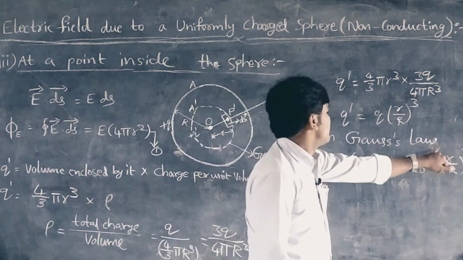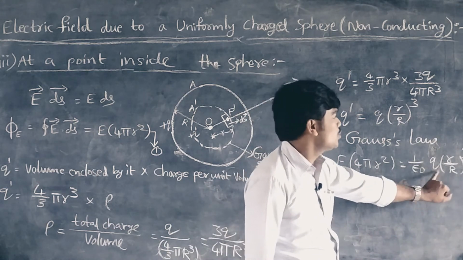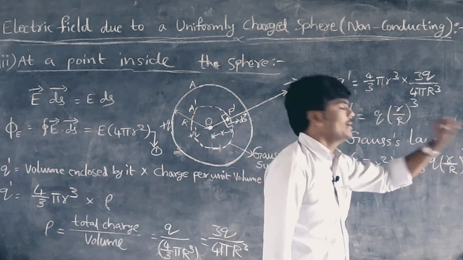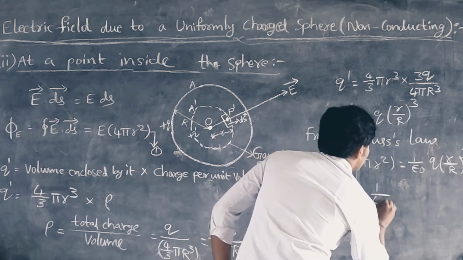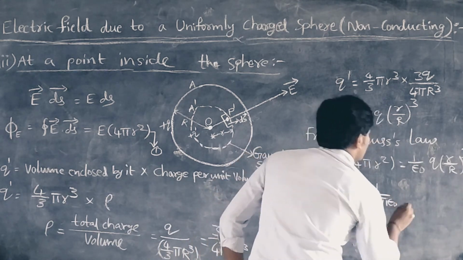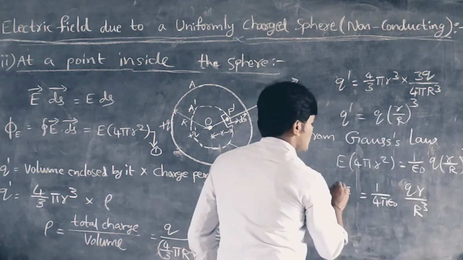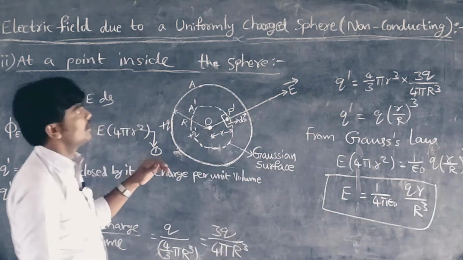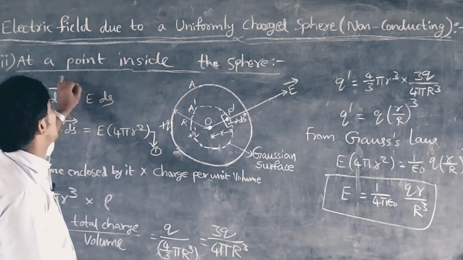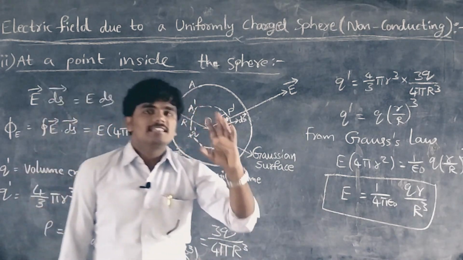From Gauss law we can rewrite as E times 4 pi r square is equal to 1 by epsilon naught Q times r by capital R whole cubed. Now we get E is equal to 1 by 4 pi epsilon naught Q r by capital R cubed. So this is the expression for the intensity of electric field due to a uniformly charged sphere at a point inside the sphere. So we solved the 3 cases.